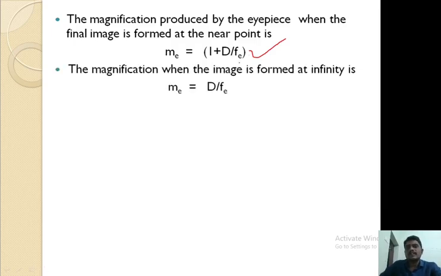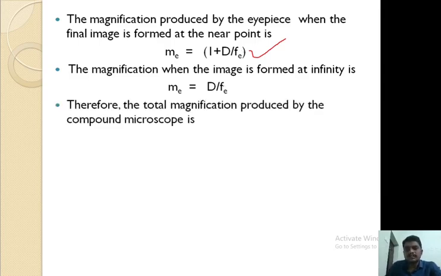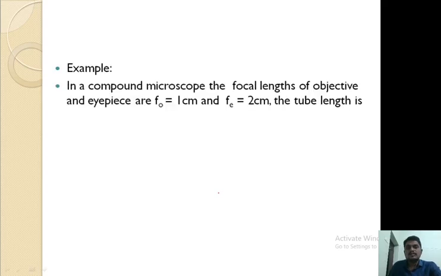Okay, we got two magnifications. When the image is at infinity, we get d by fe. When the image is formed at the near point, 1 plus d by fe. Therefore the total magnification produced by the compound microscope, if the image is formed at infinity, can be written as the product of the individual magnifications. So total magnification M is equal to l by f naught into d by fe. ME is taken as d by fe when the image is formed at infinity. When the image is formed at the near point, we can replace it with 1 plus d by fe. So this is about the compound microscope.